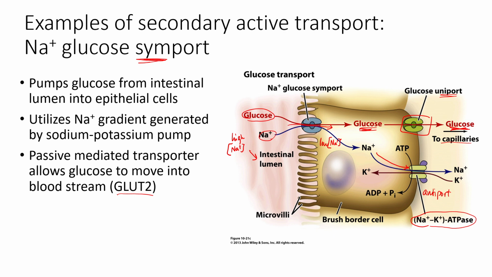And then sometimes you'll have direct hydrolysis of ATP driving this movement, such as in our sodium-potassium pump. You'll also have indirect uses of ATP, which we see in our sodium-glucose symporter, which uses the sodium gradient that we created with our sodium-potassium pump. So that's indirectly using that ATP to help drive that glucose movement.